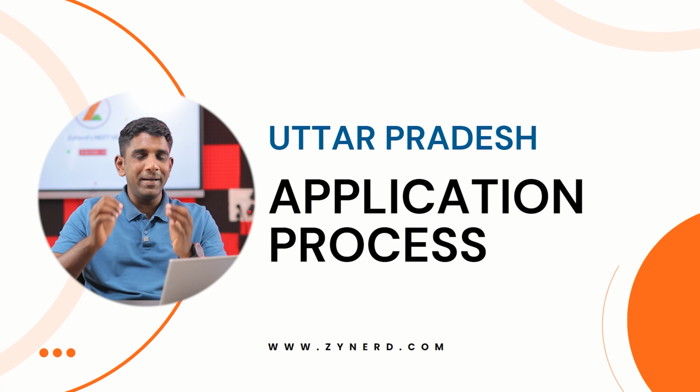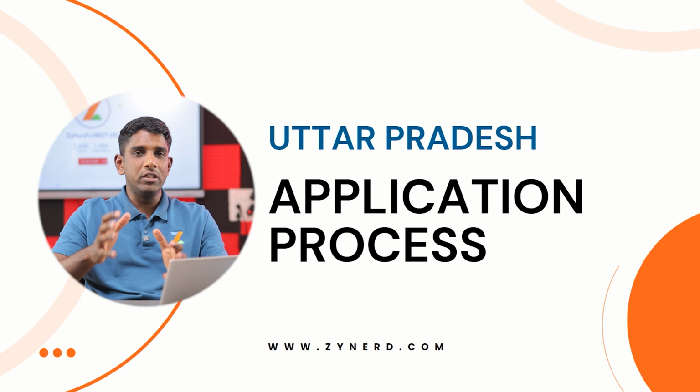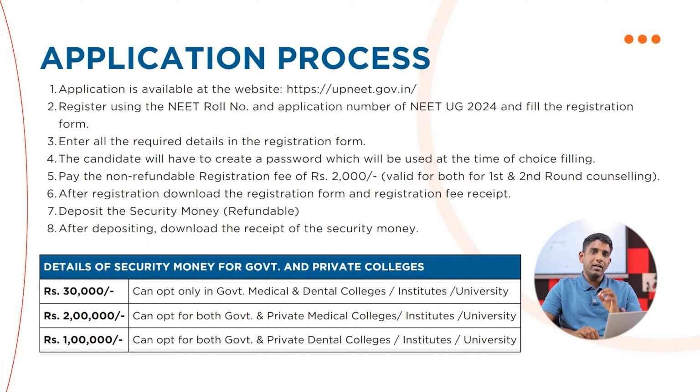Now we look at the application process for Uttar Pradesh NEET UG counselling. So first we look at the application process. We have given the steps here. The first step is you need to understand the application website. The application website is upneet.gov.in. You will have to go there and you will be able to fill the application. And you will have to register using your NEET roll number and your application number and fill the registration form.